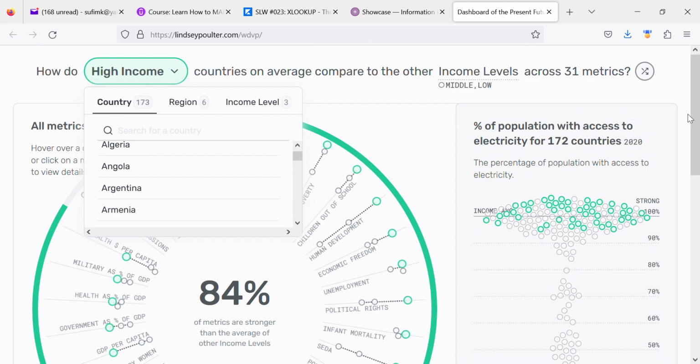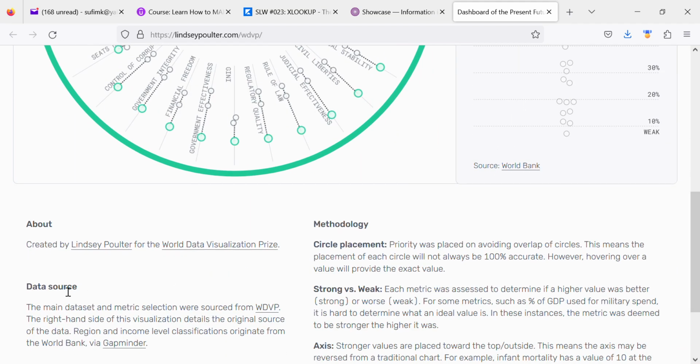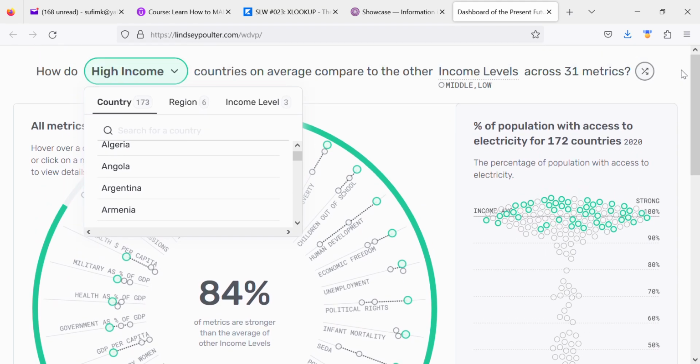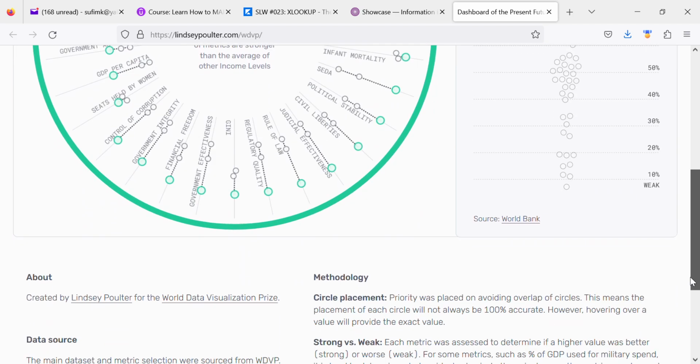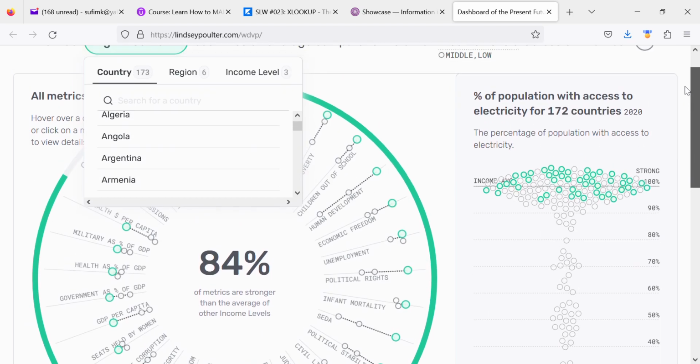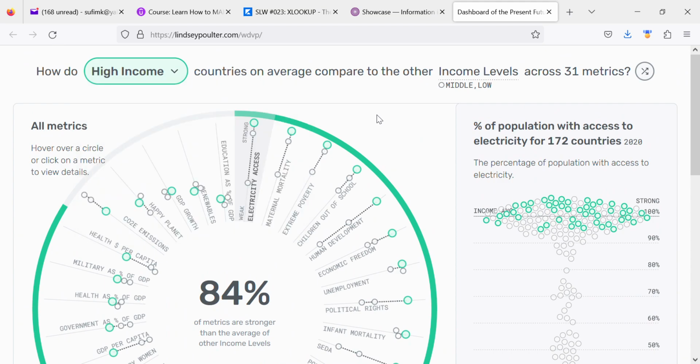This wonderful dashboard was created and presented by Lindsay Poulter for the World Data Visualization Prize. He used the main data set, and the metrics selection was sourced from WDVP, and for the percent of population with access to electricity, he used World Bank data. So we'll look into this now. Let's look first into high income categories.